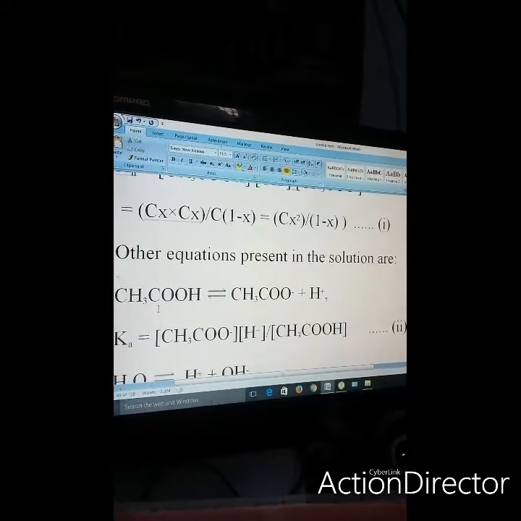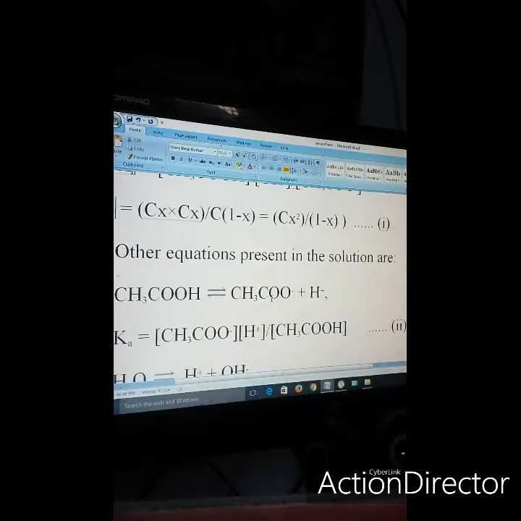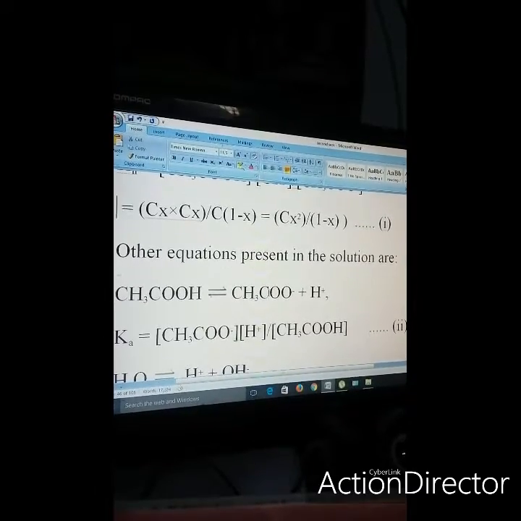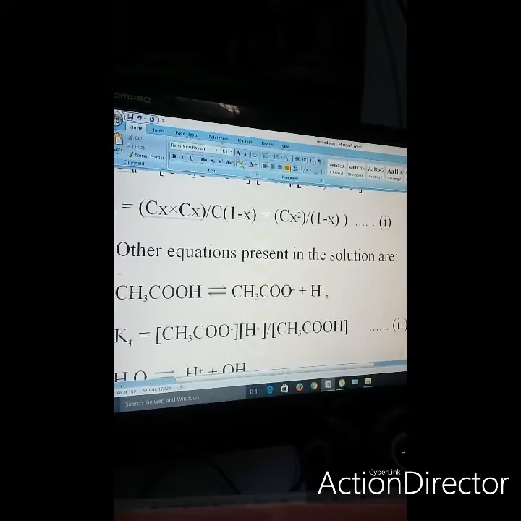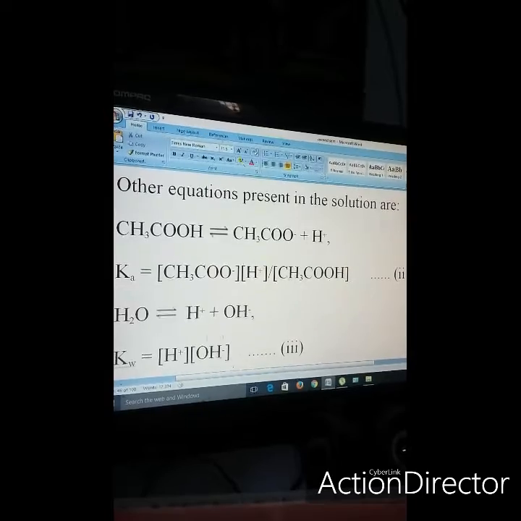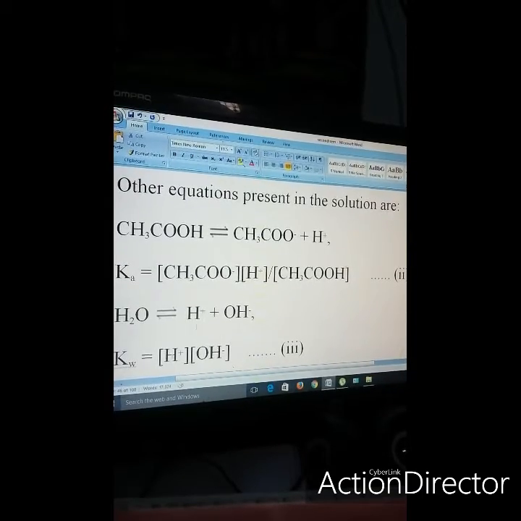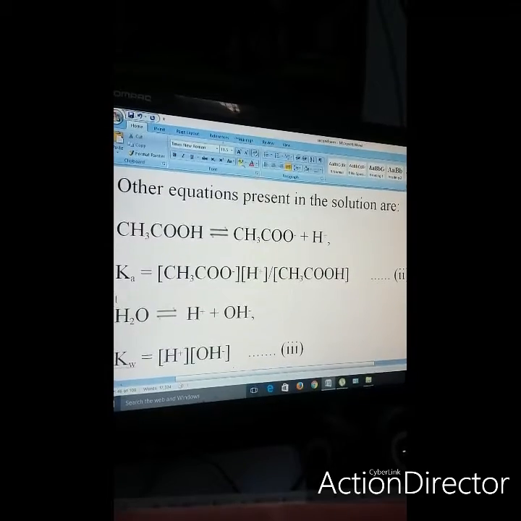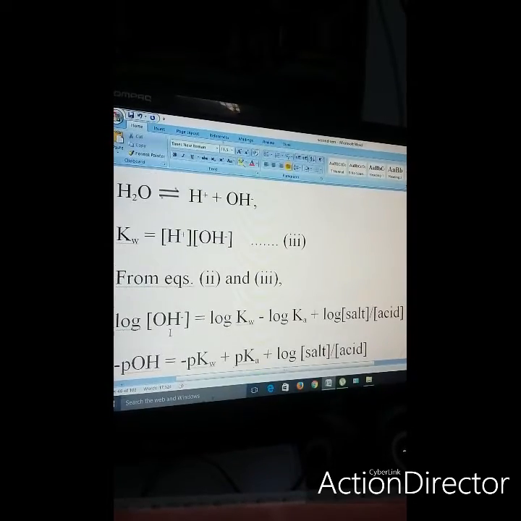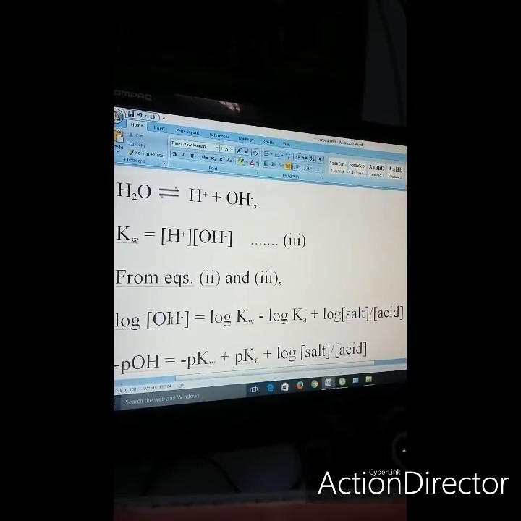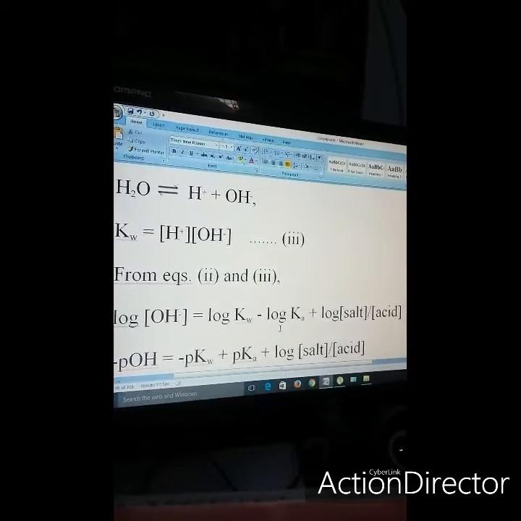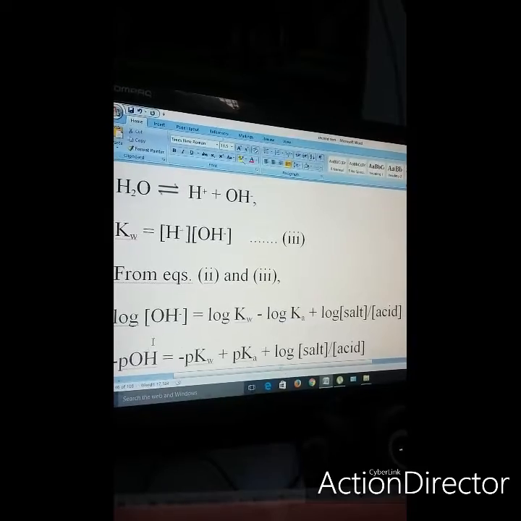The other equations present are that CH3COOH further dissociates into acetate ions and H plus ions. So the dissociation constant of an acid will be the concentration of these two upon this. In the presence of water, Kw will be H plus and OH negative. Then we'll take the ratio of these two from equations 2 and 3, and finally we will get log of OH is equal to log of Kw minus log of Ka plus log of salt upon acid. This is just what I have done in the previous equation. Just like that we have to do it.